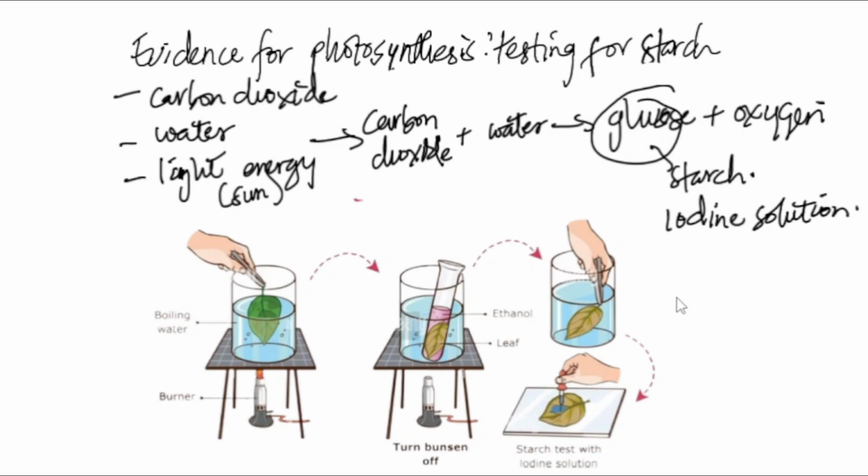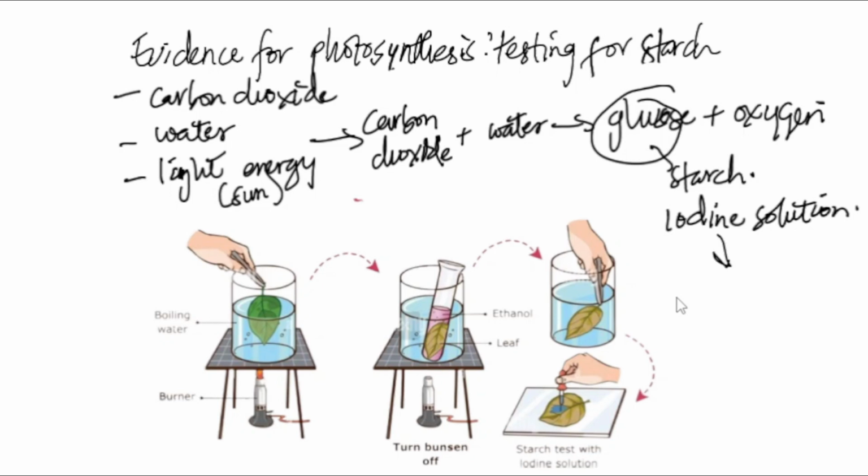Once the time has elapsed for that, we take the leaf out and put it in either warm water or just normal water, just to remove the alcohol off the surface of the leaf. Then we take it out and put it on a white towel. Then we take our iodine solution. Depending on how many drops you choose, you can either put 2 or 3 drops on the leaf. Once you do that, there's going to be a color change only if that particular leaf has undergone photosynthesis.